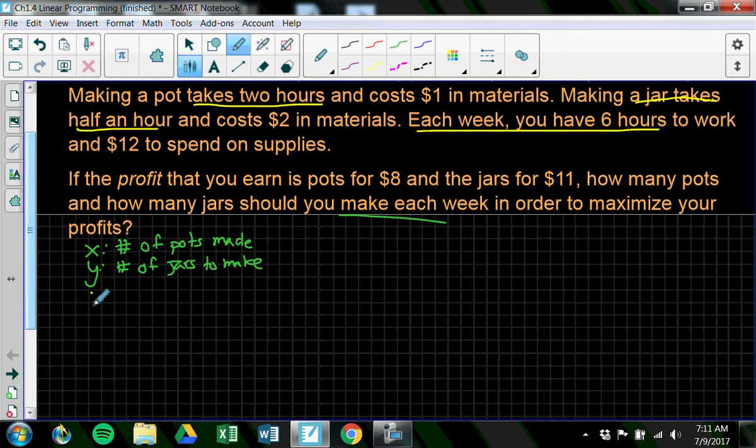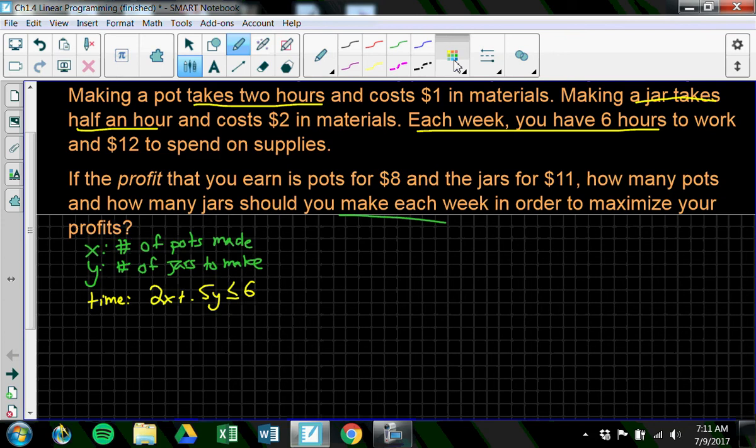Well, now we can have an equation that's all about time. Our time equation: it's 2 hours per pot, half an hour per jar, and we have to spend no more than 6 hours. So 2x plus 0.5y has to be less than or equal to 6, because we could spend less time on it. We've budgeted 6 hours a week to work on this.